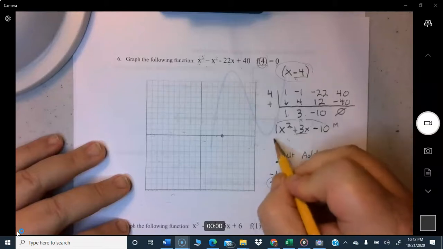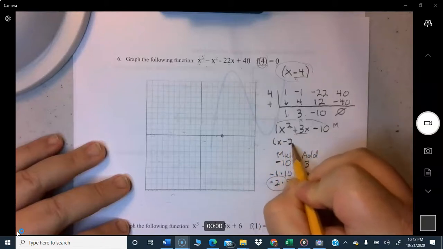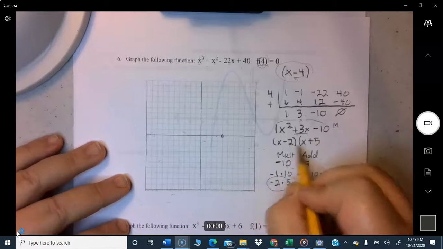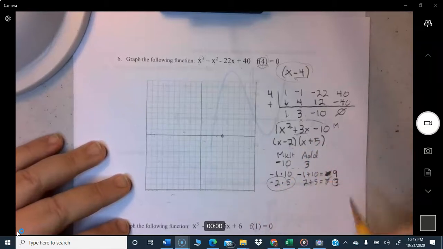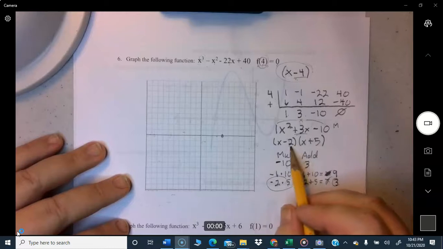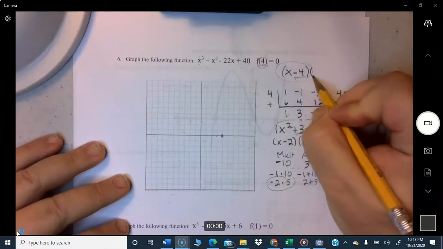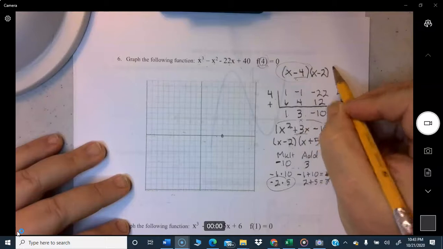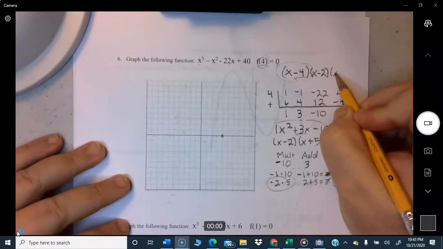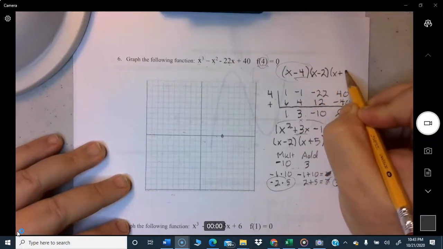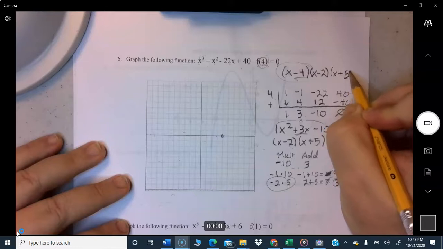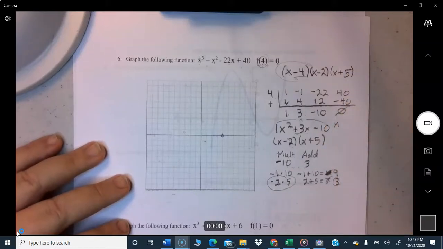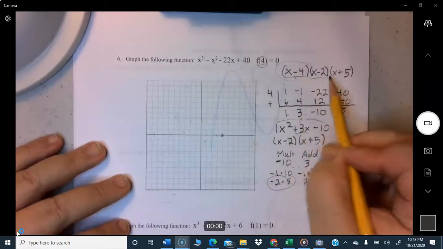So that means the factors up here are going to be x minus 2 times x plus 5. You just take those two numbers and stick them in after the x, and there you go. So now we have all three of the factors here. We have x minus 4, we have x minus 2, and then we have x plus 5. Those are the factors. So what are the zeros?